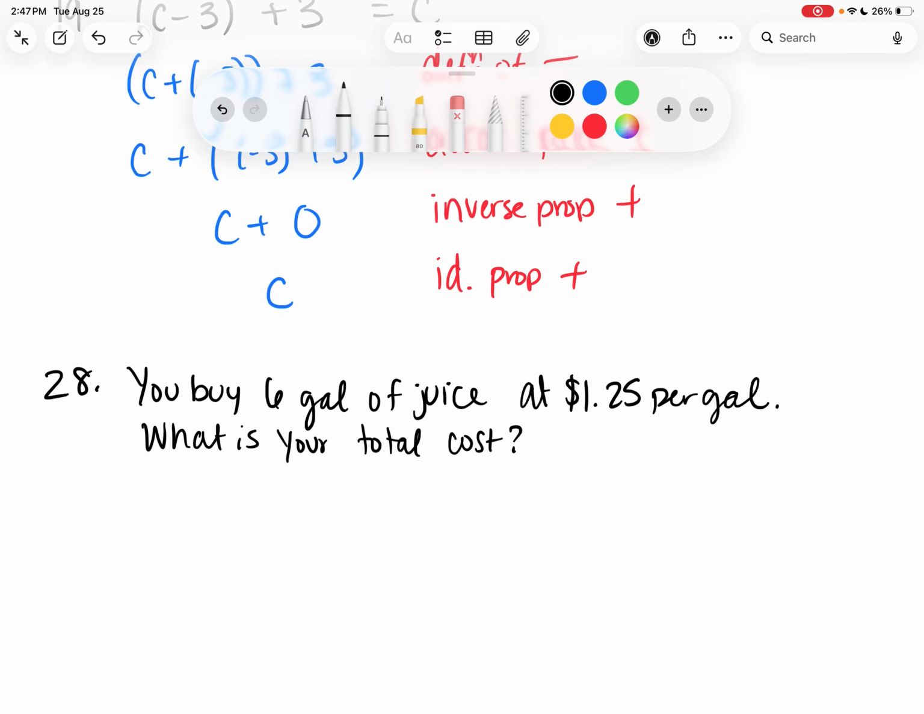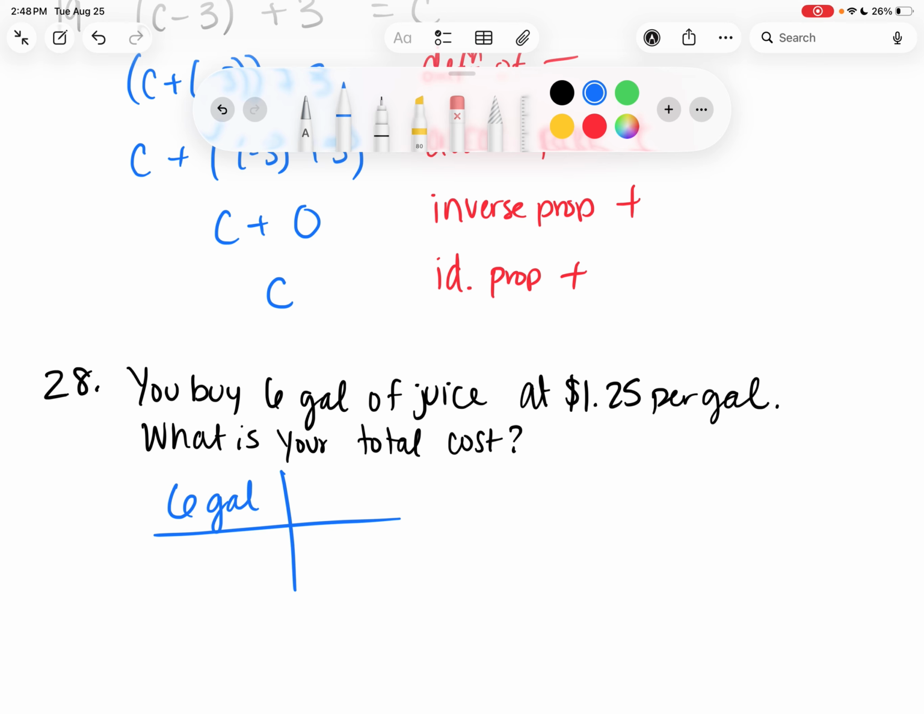Yep, so I'm going to use a T chart, which is a conversion chart. You probably have seen these in science before, hopefully. If not, if you're taking chemistry, you'll probably see it in there. That's where they come into play a lot, but I like to demonstrate them in here. So I have 6 gallons of juice, and I'm paying $1.25 per gallon. I'm looking for total cost.